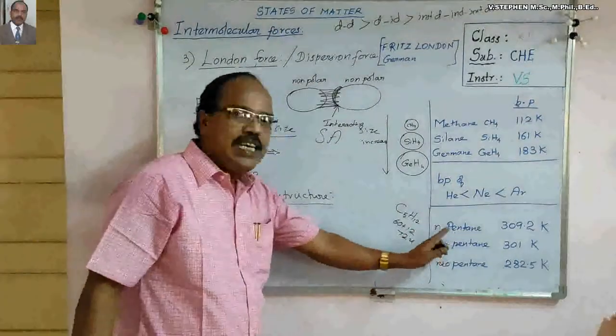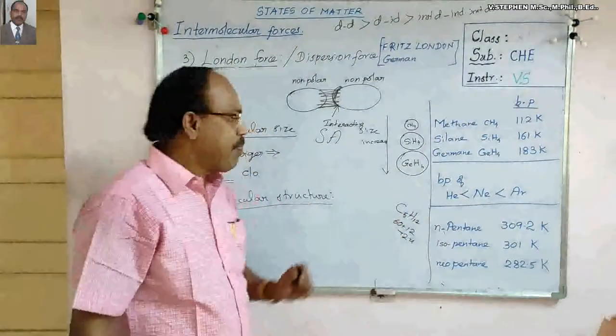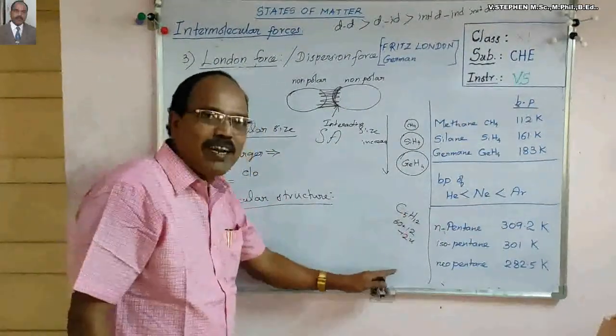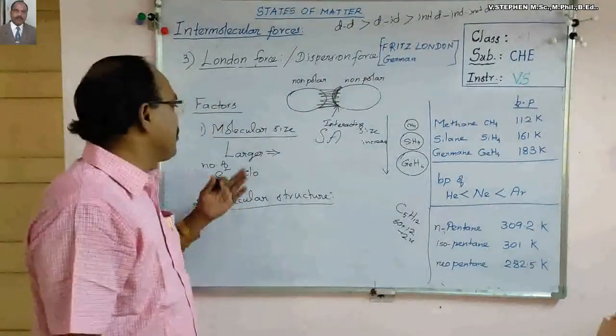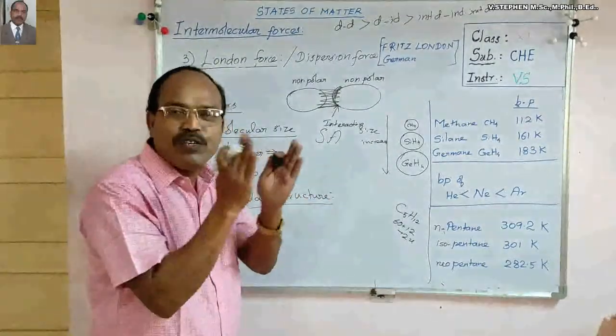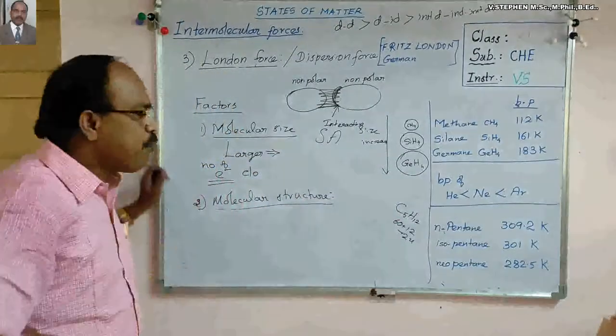Okay, so here, though their mass is the same, the number of electrons will be the same only, because they are isomers. The only thing is, the surface area of contact differs. It's a very important question.